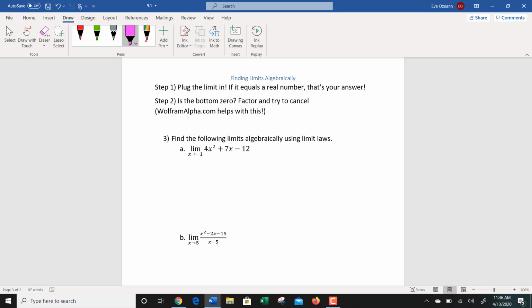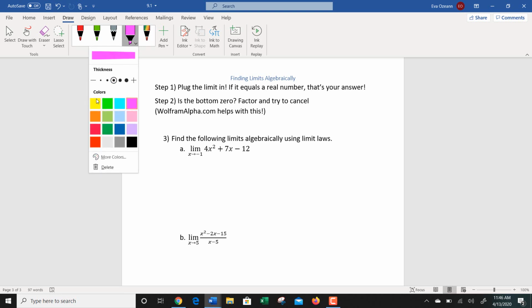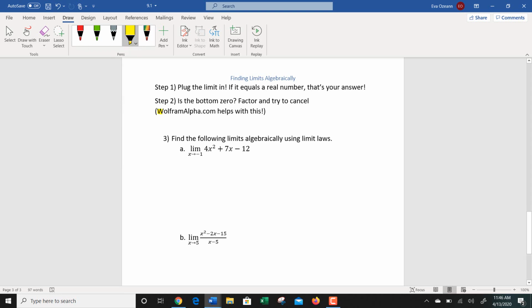If you are like everybody else on the face of the planet and you're like, oh, I'm not really good at factoring, you can always go to Wolfram Alpha and it'll factor things for you, which is really nice, especially if you just want to brush up. So let's do these together.